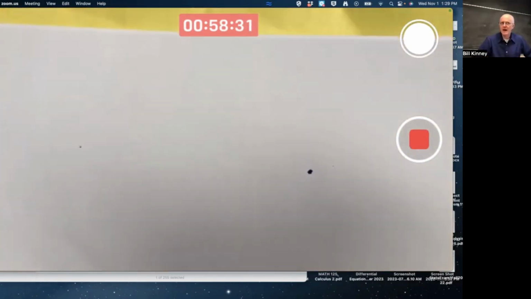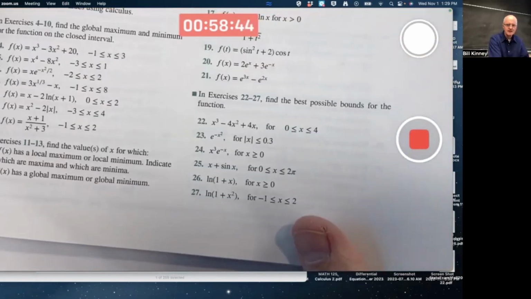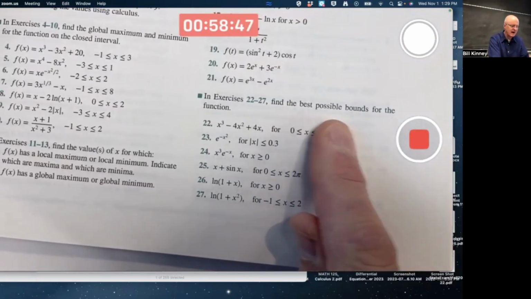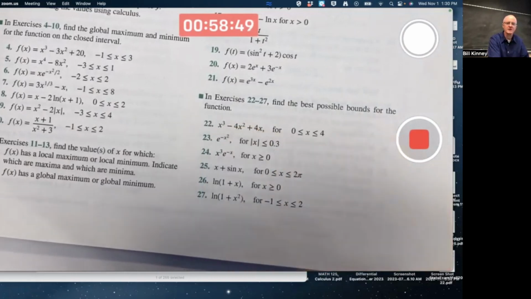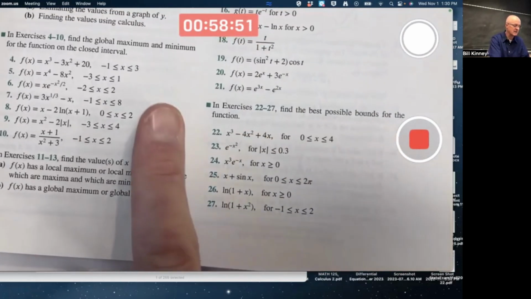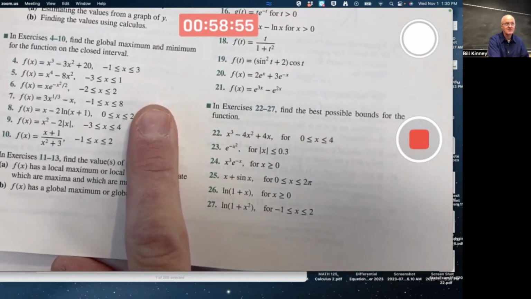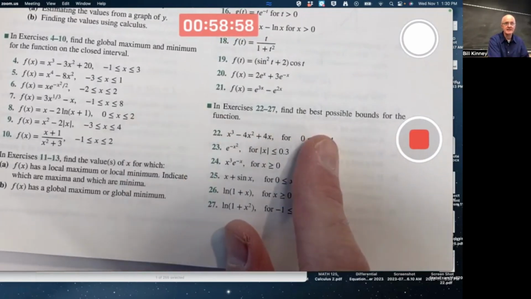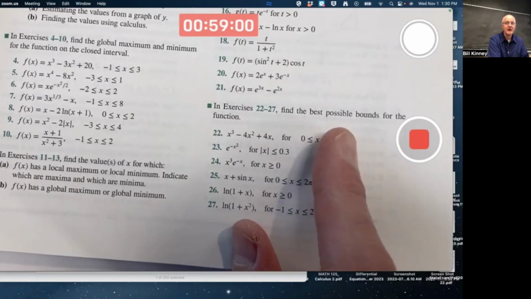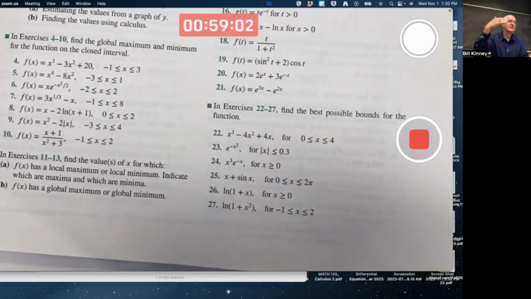Sometimes the questions are phrased a little strangely. Sometimes the directions say, find the best possible bounds for the function, instead of saying, find the global max and min values. Well, guess what? It's just another way of rephrasing the same question. The best possible upper bound of a function is its global max value. The best possible lower bound for a function is its global min value. They really are the same thing.